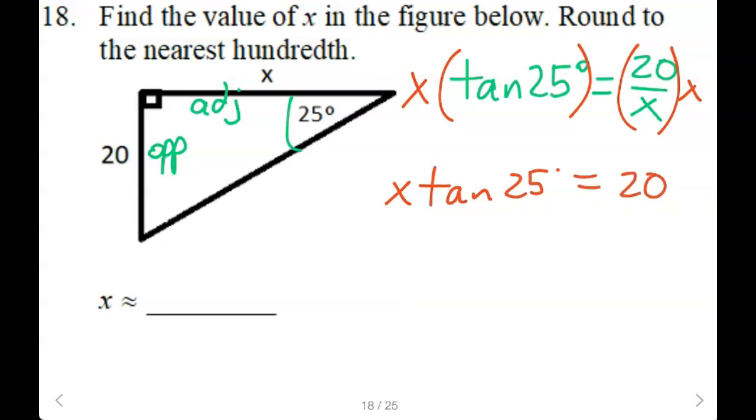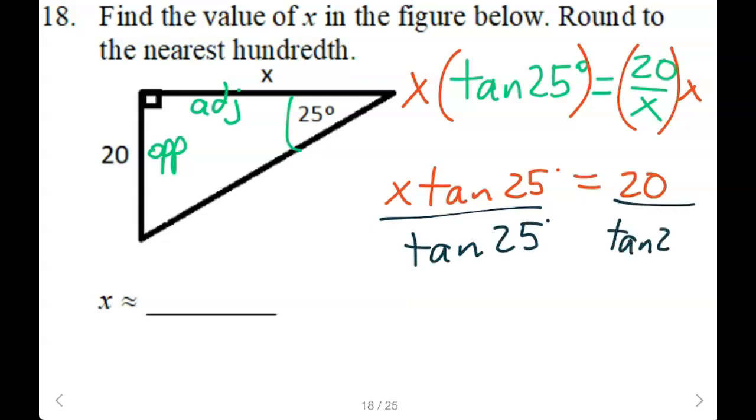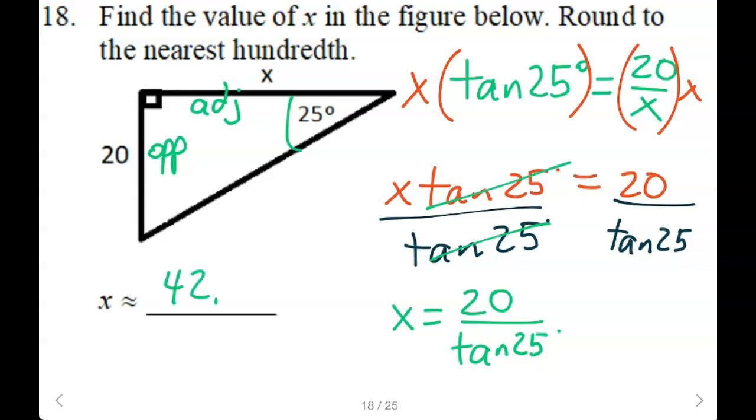And then to get rid of multiplying by the tangent of 25 degrees, we'll divide by the tangent of 25 degrees. So on the left side, the tangent of 25 degrees cancels out. And so we have 20 divided by tangent of 25 degrees. We'll go to our calculator for the decimal approximation. So 20 divided by tangent 25 degrees is equal to approximately 42.89 when we round it to the nearest hundredth.